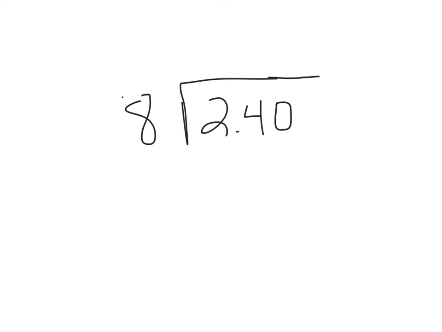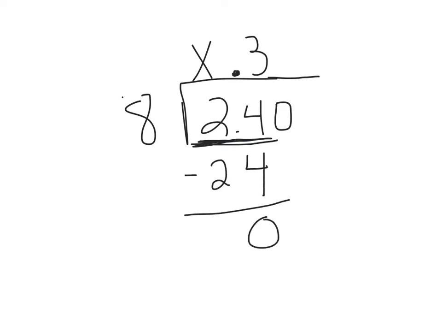So the first thing we do, I hope you're singing my song, pop the decimal, pop, pop the decimal. And then we go, how many groups of 8 can I make with 2 items? Well, if I only have 2 items, I can't make a group of 8, so we should have our X on top here. And then I think, how many groups of 8 can I make with 24? Three groups of 8 is 24. And subtract and bring down our 0.